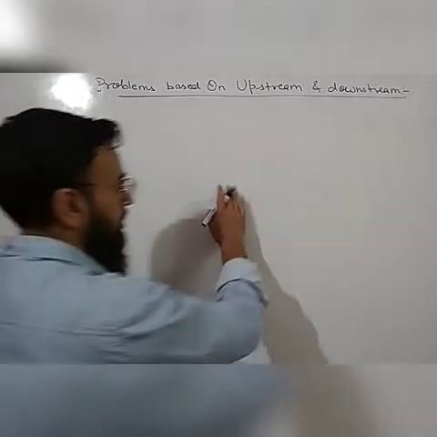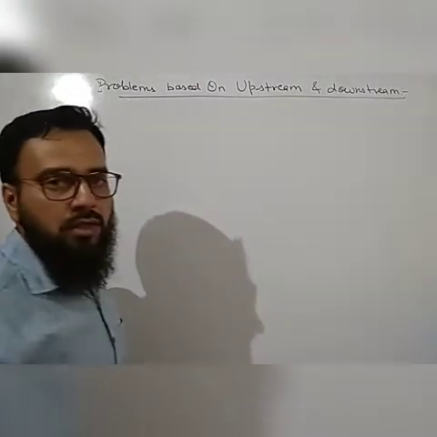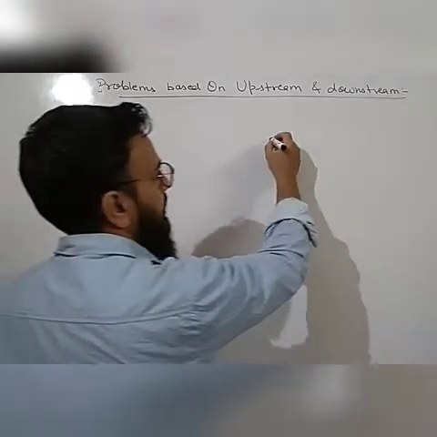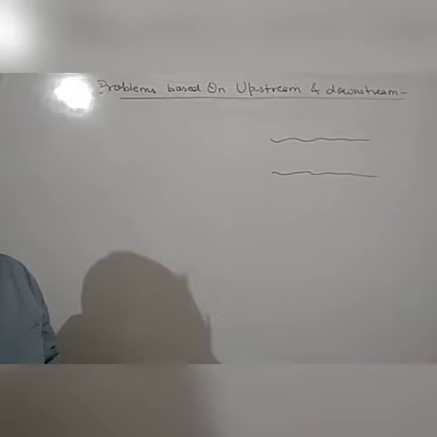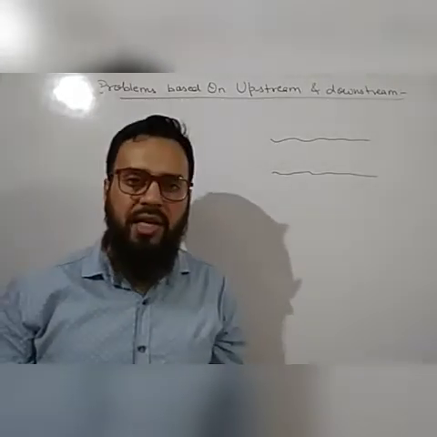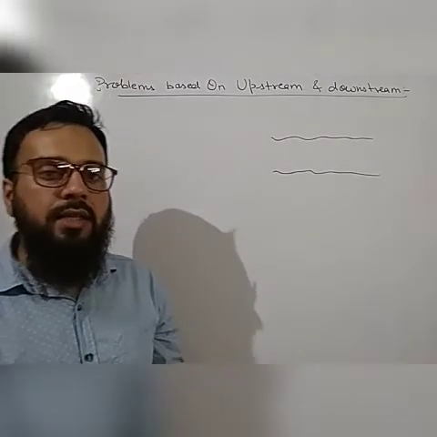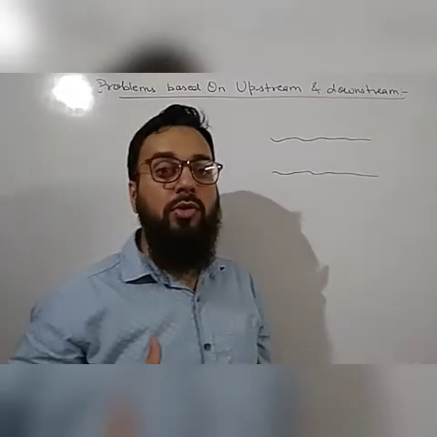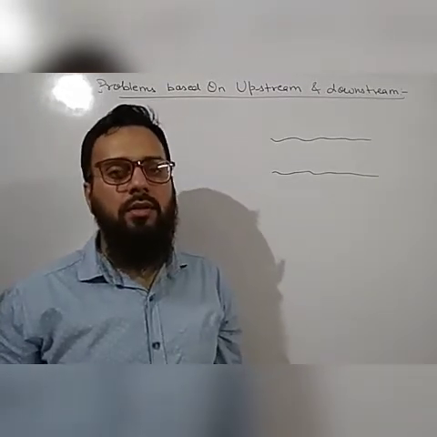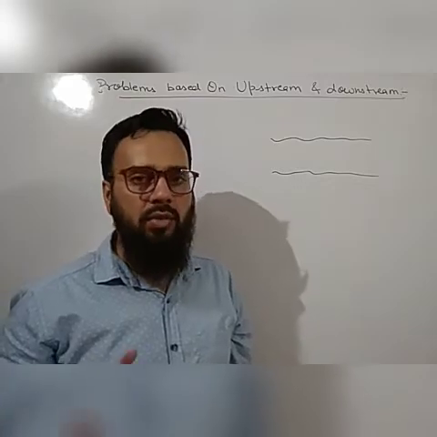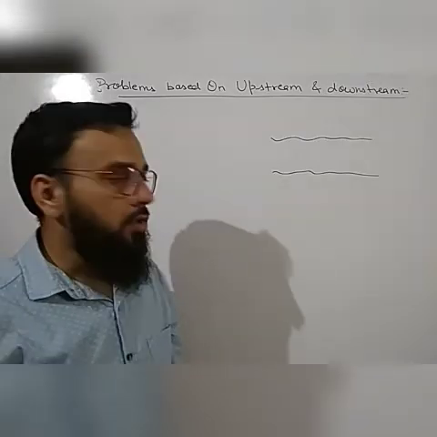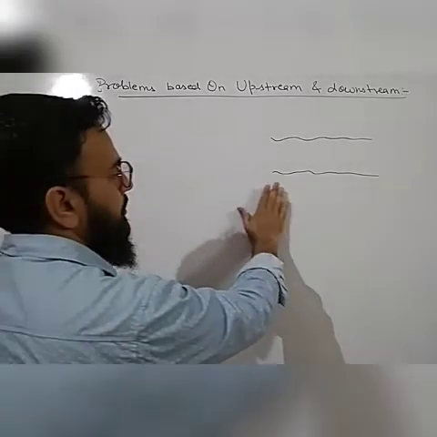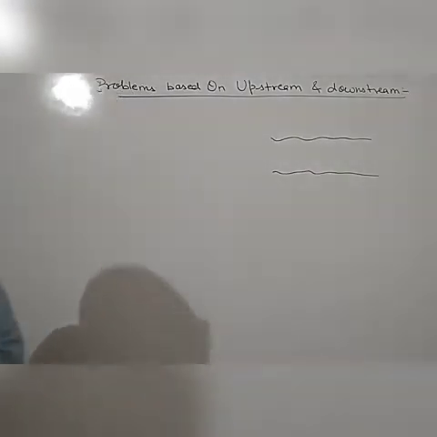Suppose whenever we talk about a river flowing, and in a particular river, suppose this is a river, it is flowing, and in the river sometimes it may be given that a boat is traveling, sometimes a swimmer swims across the river. Anything may be given, a swimmer, a boat, or any fish. So when the river is flowing, then what will we consider?